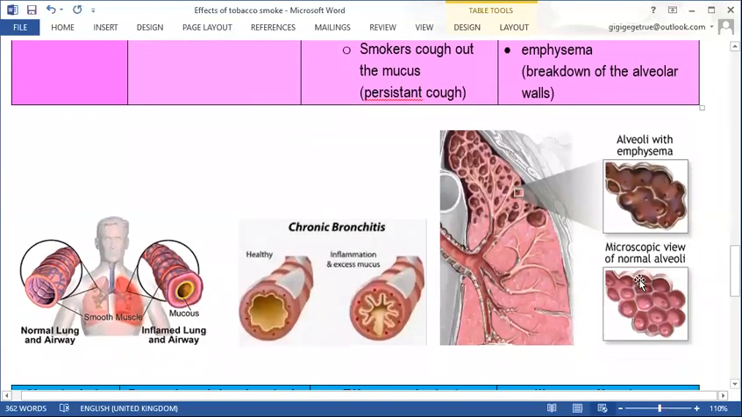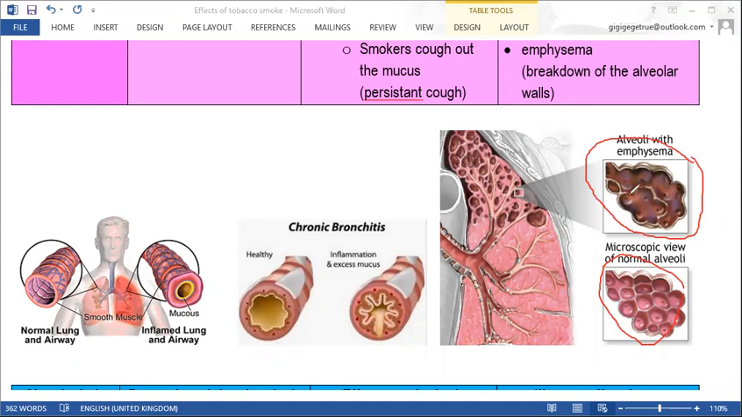So here you can take a look. This is normal alveoli over here. This is alveoli with emphysema. Notice the wall of the alveoli has broken down. By right it should be like this. Now it has become a big, clear structure. The surface area has also been greatly reduced.